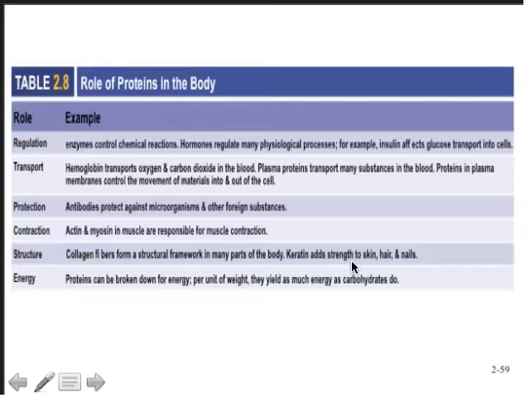They're also important in transport. Hemoglobin is a protein that transports oxygen and carbon dioxide in the blood, and there are plasma proteins that transport a lot of substances, things like hormones, in the blood. Proteins in the plasma membrane control the movement of materials in and out of the cell. They serve roles, for instance, as pumps or as channels or as ID markers. They're also important in protection. Antibodies protect against microorganisms and other foreign substances. You could think of an antibody as a magic bullet, kind of like a heat-seeking missile that always finds its target.